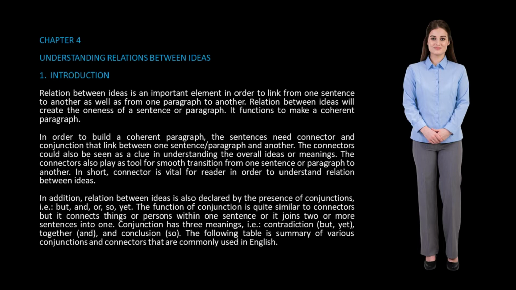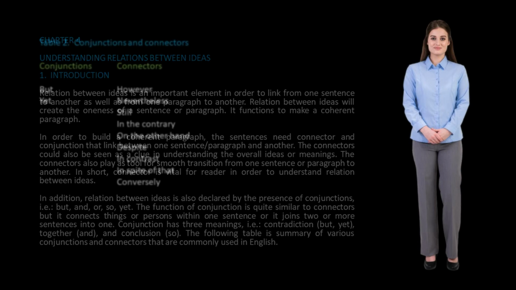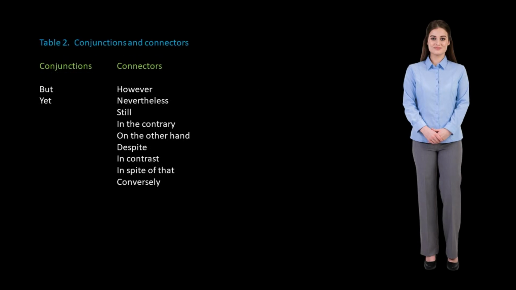The following table is a summary of various conjunctions and connectors that are commonly used in English. Table 2. Conjunctions and connectors. Conjunctions, connectors: but, however, yet, nevertheless, still, on the contrary, on the other hand, despite, in contrast, in spite of that, conversely.